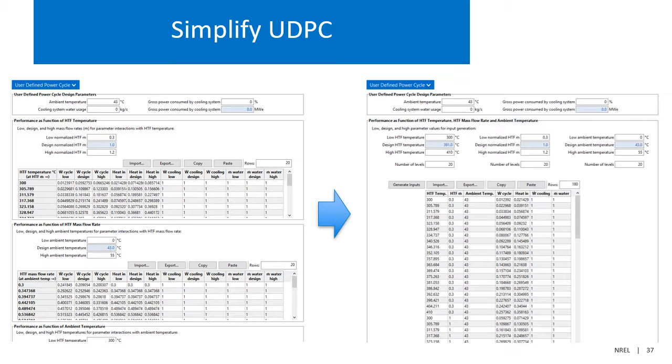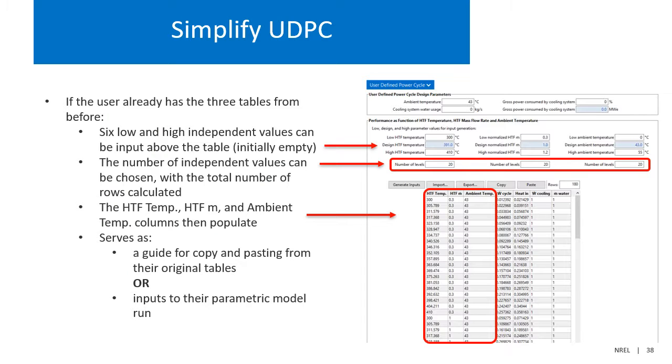These values are put in the three tables on the left, and SAM interpolates them during simulation to get arbitrary model performance. Inputting user-generated data into the three different tables on the left, however, was a bit cumbersome, so a new format was made, shown on the right, which is now just a single table. Six total low and high values for the independent variables are input at the top, just like before. If you want to generate parametric model inputs for direct copying to your modeling program, you can just input the number of levels for each variable and press the new Generate Inputs button at the upper left of the table.